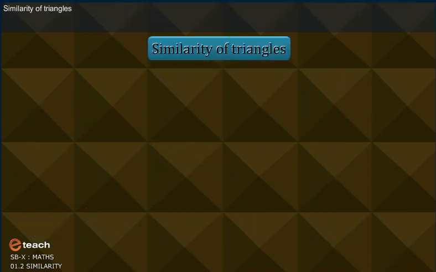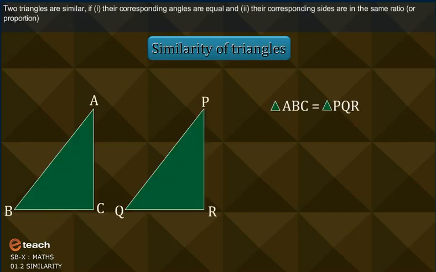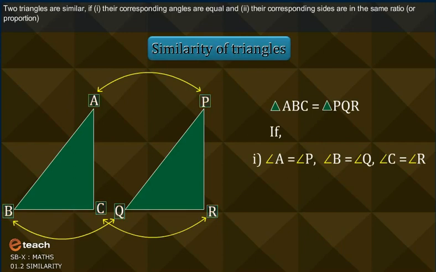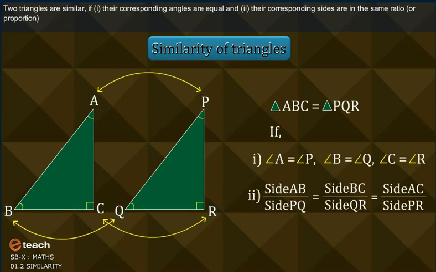Similarity of triangles. Two triangles are similar if 1. Their corresponding angles are equal and 2. Their corresponding sides are in the same ratio or in the same proportion.